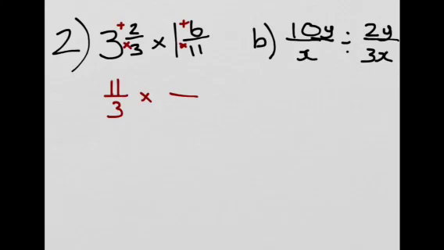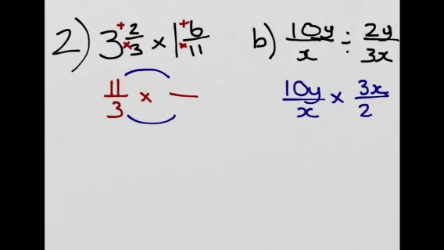Then, when you multiply fractions, we times the numerators, times the denominators, and fully simplify. For part B, I've got 10y over x divided by 2y over 3x. Because I can't divide by a fraction, I have to flip the second fraction and multiply. So the first fraction is the same, which is 10y over x, and I multiply the second one by 3x over 2y. So I flip the second fraction. Again, just times the top times the bottom, fully simplify.